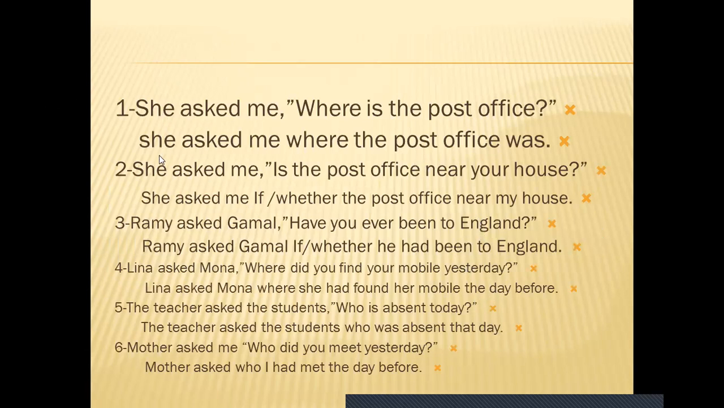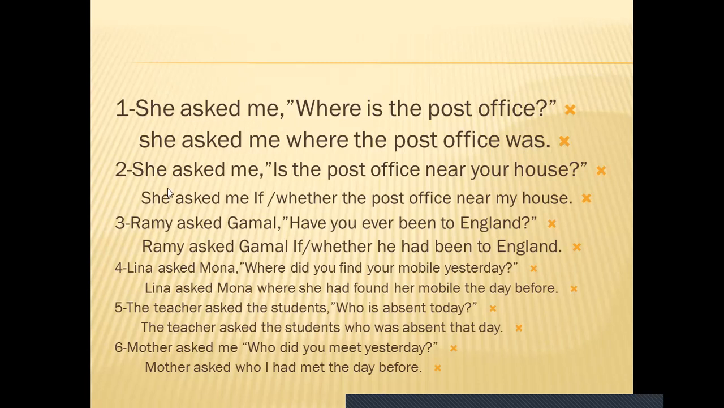Okay, let's practice. Number one: she asked me where, a WH question type. The subject here is what? The post office. So we are going to start with the post office. The post office is present, and it was asked in the past, so we change the present into past. So it will be was.